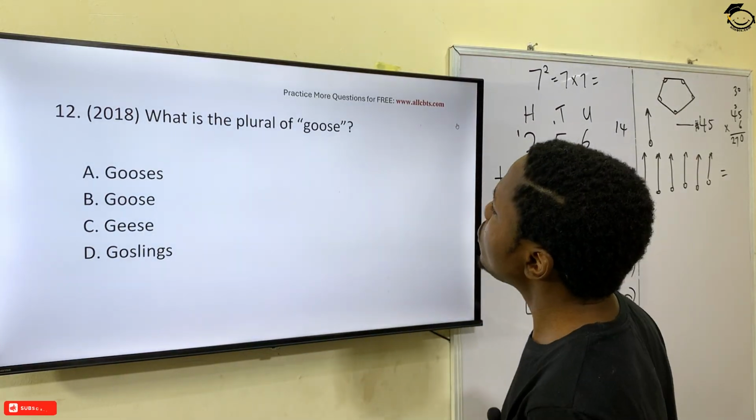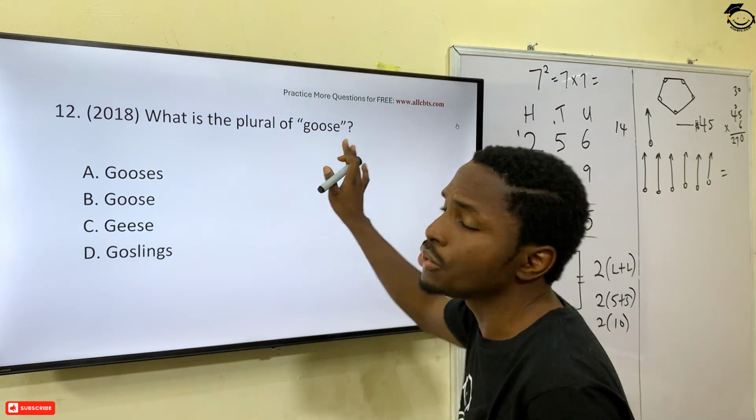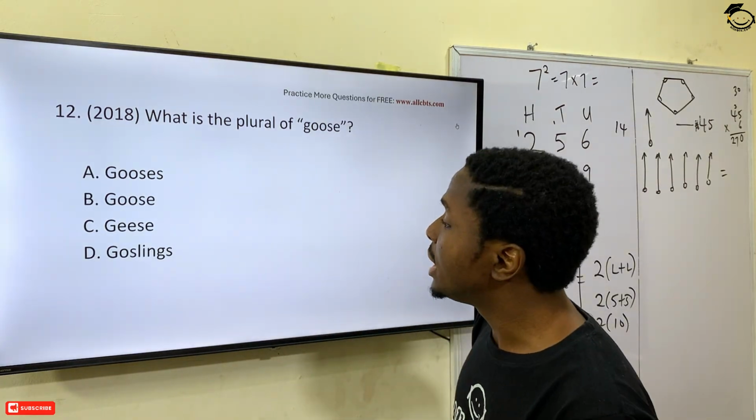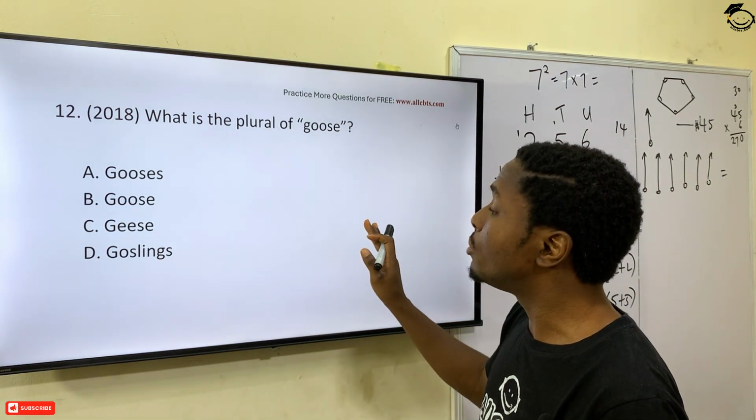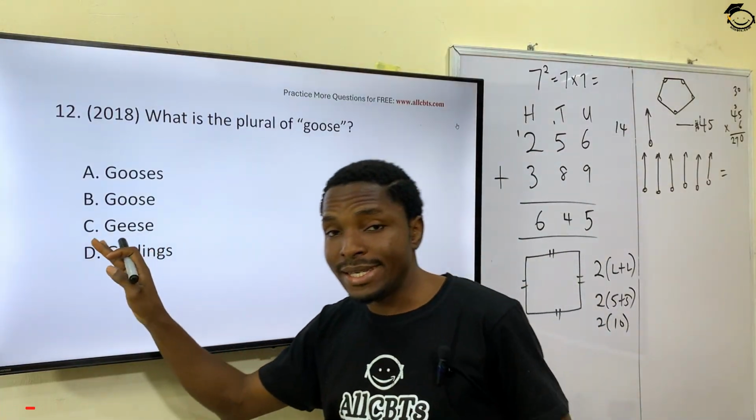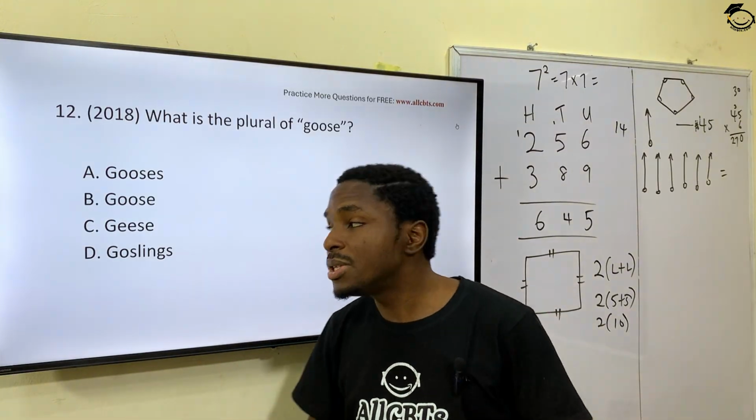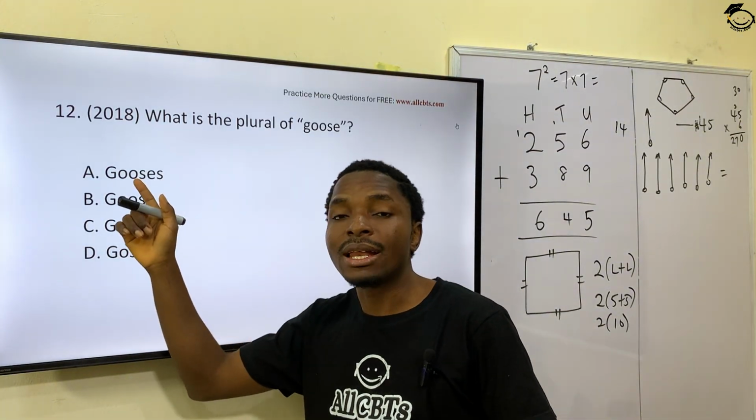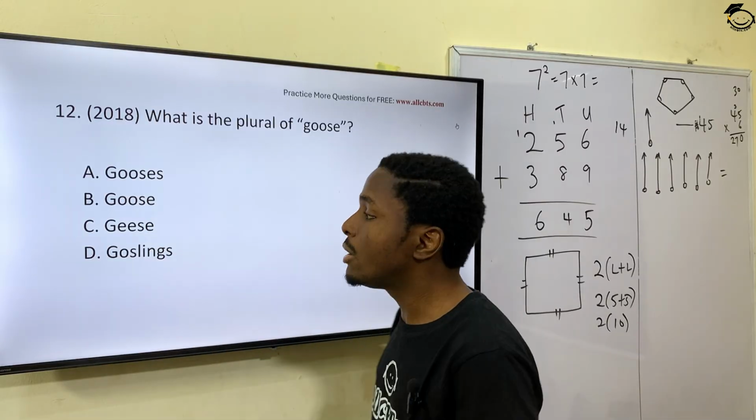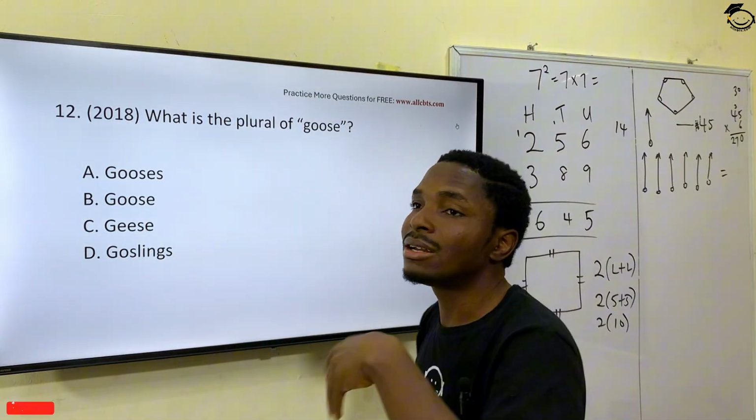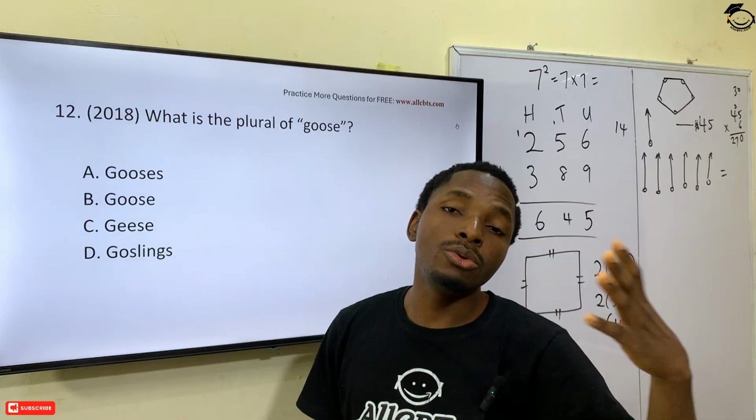12. What is the plural of goose? Simple. The plural of goose is what? Geese. Okay, that means more than one goose. You don't say gooses, like some persons might be inclined to. Now, goose has what's called an abnormal plural type.